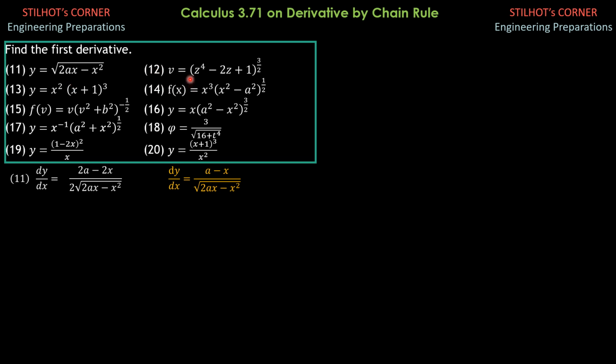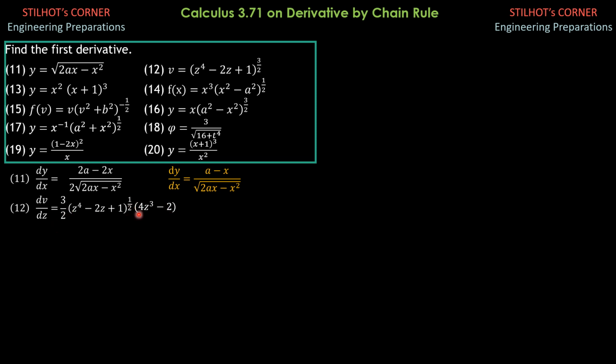For number 11. For number 12, the derivative of v with respect to z: we have the power formula, 3 halves, then the quantity z to the fourth minus 2z plus 1 raised to 1 half, where 1 half is 3 halves minus 1, then times the derivative of the terms inside the parentheses, which is 4z cubed minus 2. So again, dv/dz is equal to 3 halves times the quantity z to the fourth minus 2z plus 1 to the 1 half, then times 4z cubed minus 2. For the expression 4z cubed minus 2, 2 is common. So we'll have 2 times the quantity 2z cubed minus 1, cancel out 2.